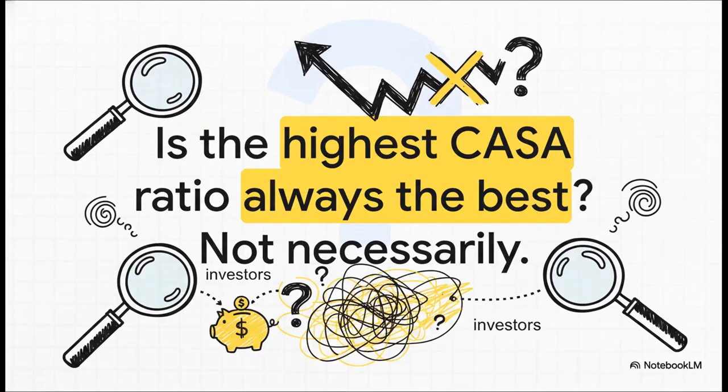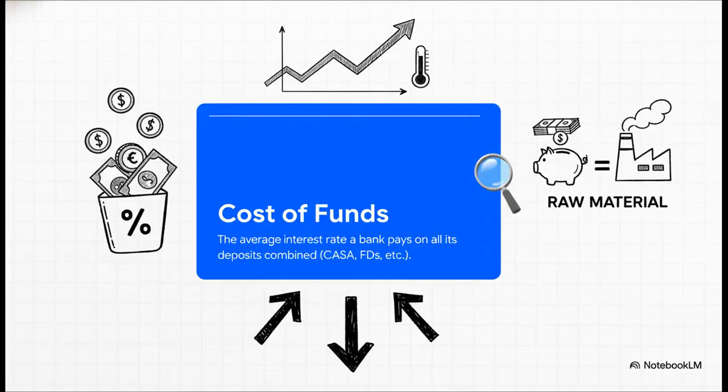All right, so you're probably thinking, got it, higher CASA ratio equals better bank. Makes sense, right? But not so fast. It's actually not that simple, and this is a little trap that a lot of investors fall into. To really see what's going on, we need our next tool. It's called the cost of funds. And this one is great because it cuts through all the noise. It just gives you one simple number, the average interest rate a bank pays on all its money. CASA, FDs, you name it. This is the true all-in cost of their raw material.